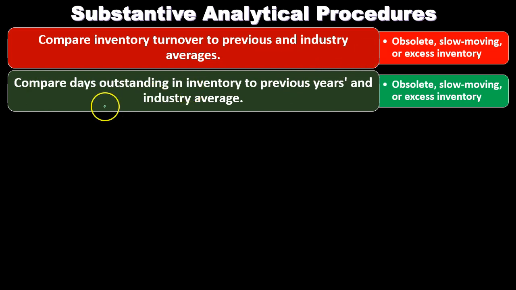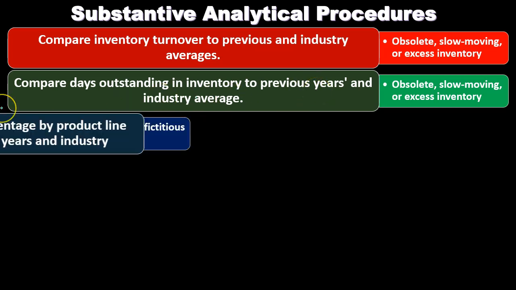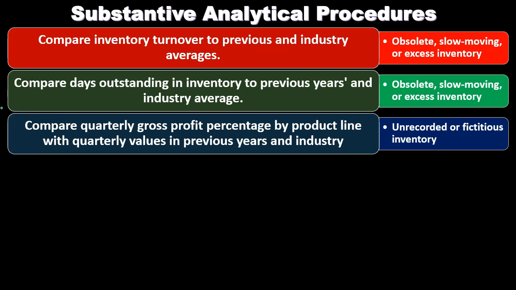The next one, compare days outstanding in inventory to previous years and industry average. So we're looking at those ratio type of analyses that we've seen when we analyze the financial statements in general, with regards, of course, to inventory transactions. Observe slow moving or excess inventory with that type of comparison, that type of ratio analysis.